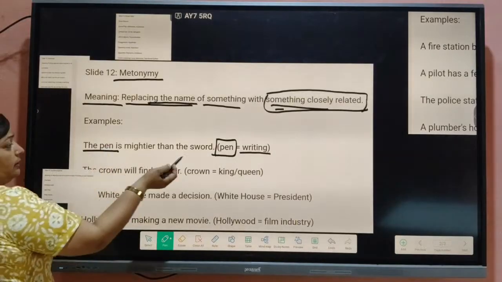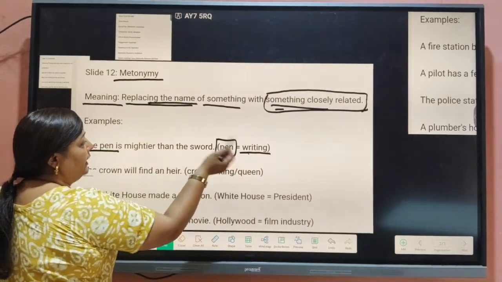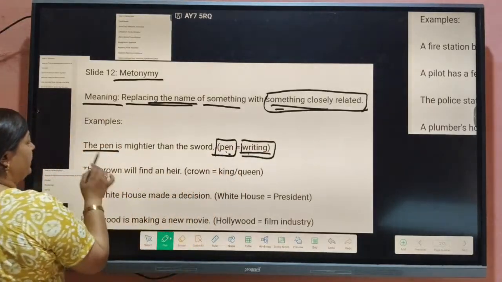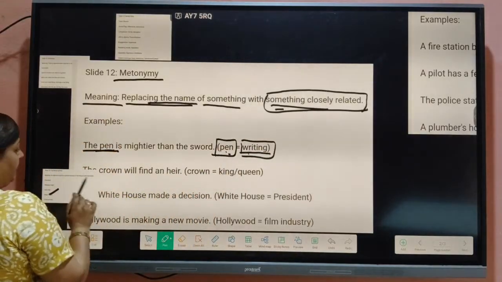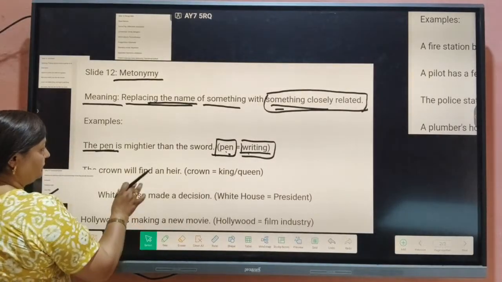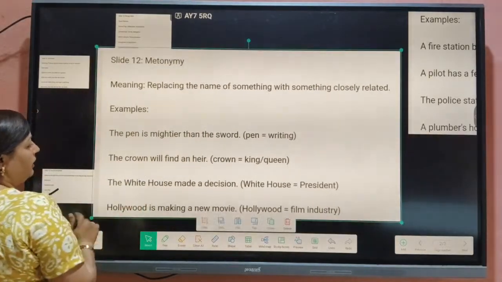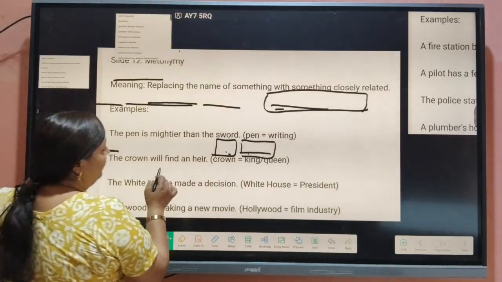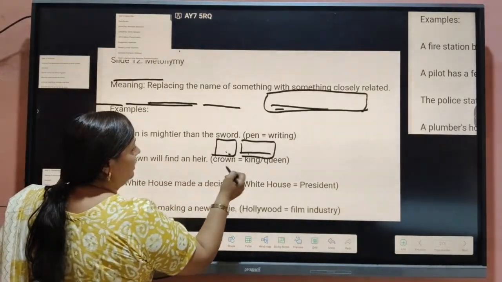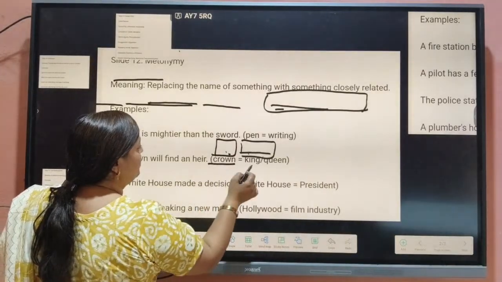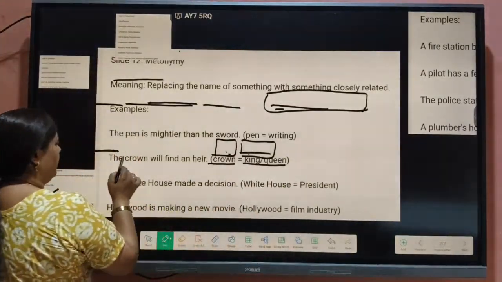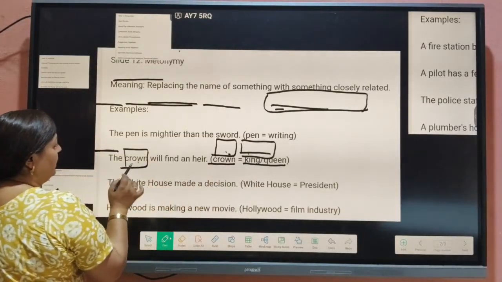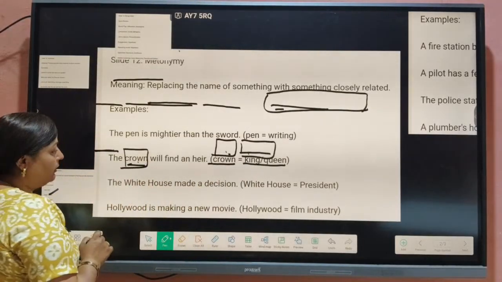It means here the pen is used for writing, so the name of writing is changed to the pen. In the second, the crown will find an heir. Here crown is used for king or queen, but king and queen are replaced with the word crown. That's why here is metonymy.